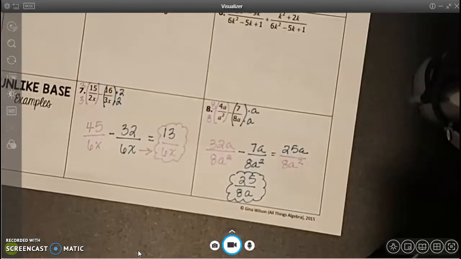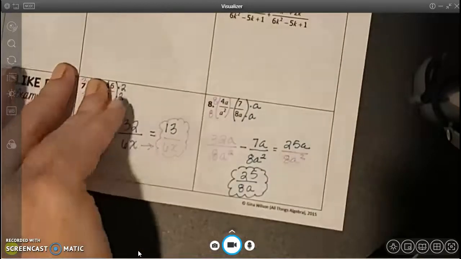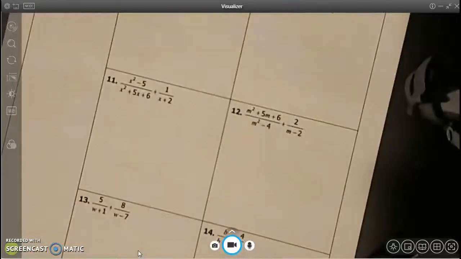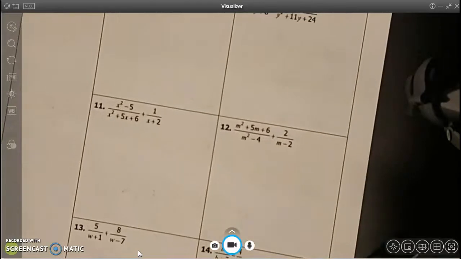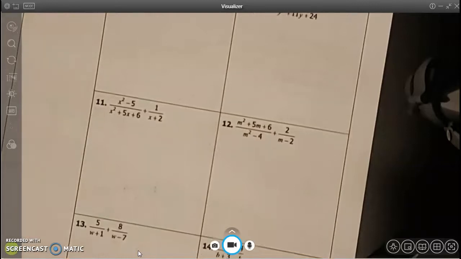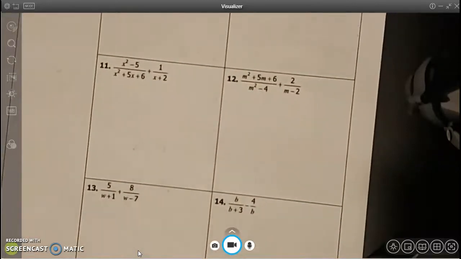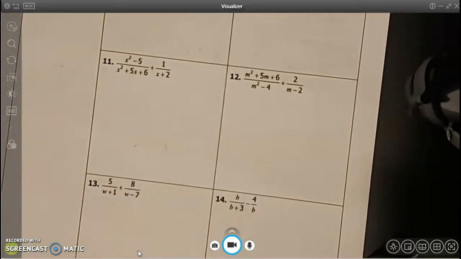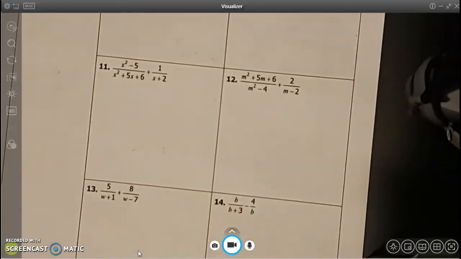Okay. All right, let's flip it over to the back. Okay, let's see. I am going to do number 11. We have about 5 minutes, so I'm going to show you how to do number 11. And the first thing I'm going to have to do here is factor the denominator because I need to see what factor I am missing on the right side.